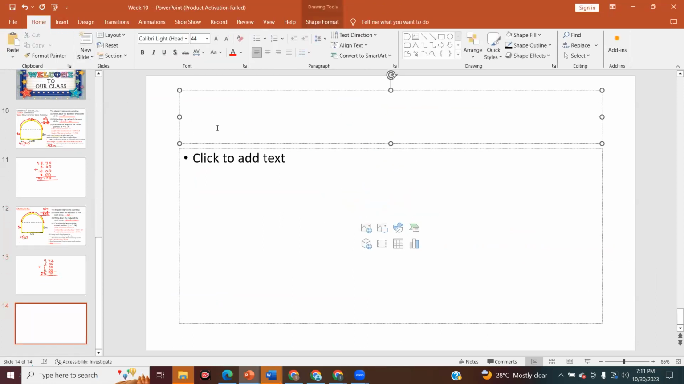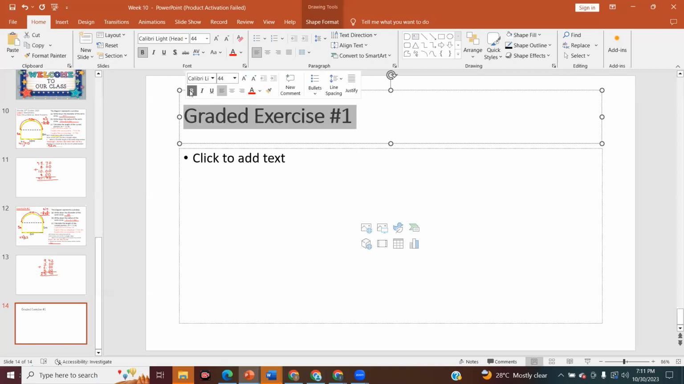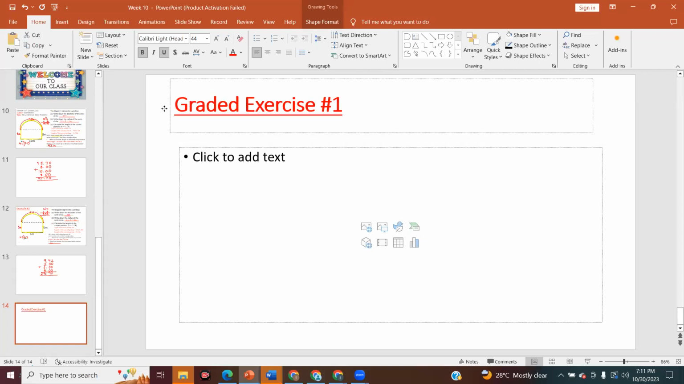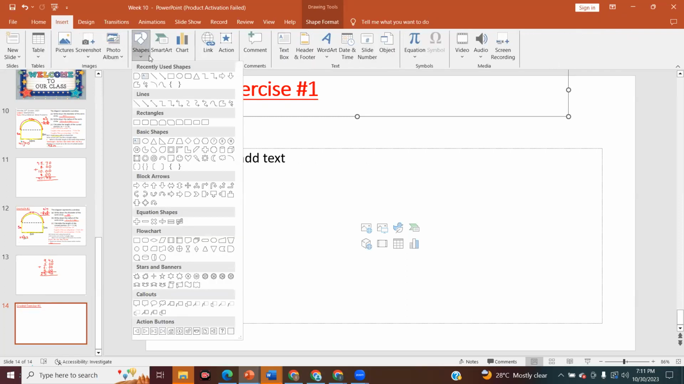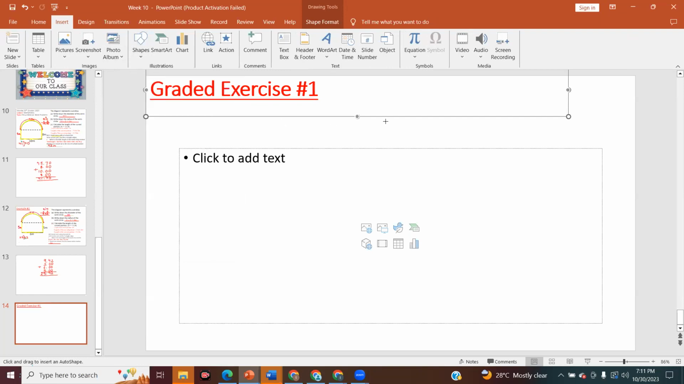All right, so graded exercise number 1. Now I want everybody to get it right. Hopefully that can happen. Okay, so let's separate this with a divider. Only 2 questions tonight.